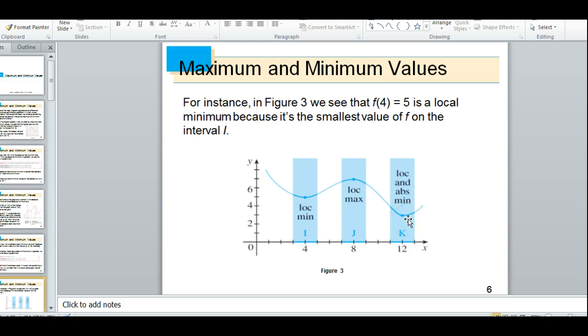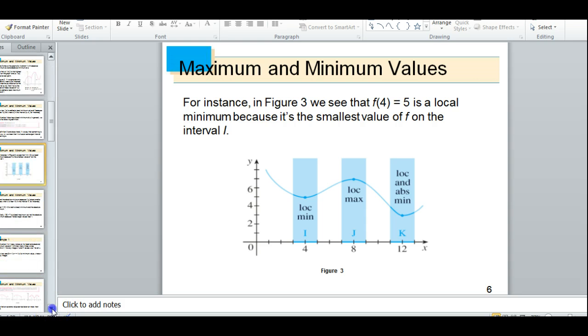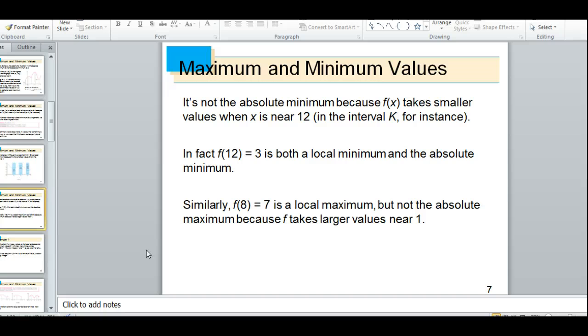Now for any function, you may or may not have local minimums and maximums, and you may or may not have absolute maximums. So it depends on the function, and you have to look at it on a case-by-case basis.